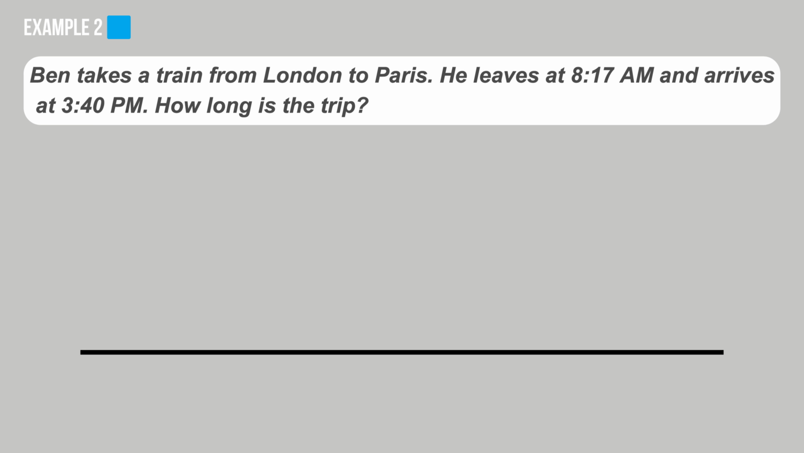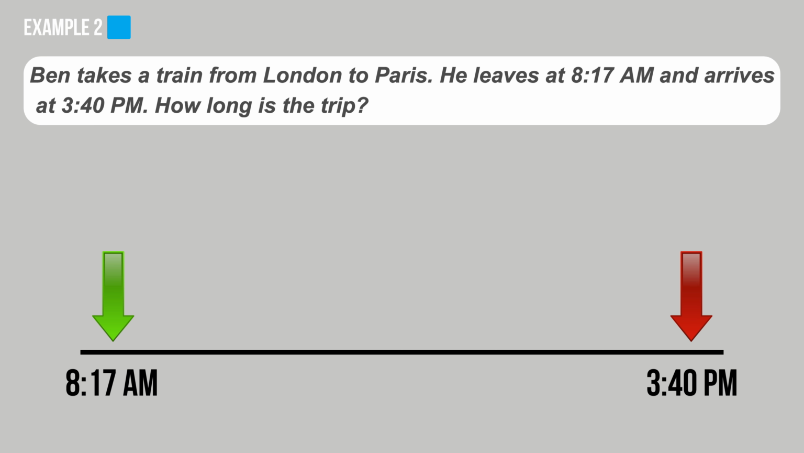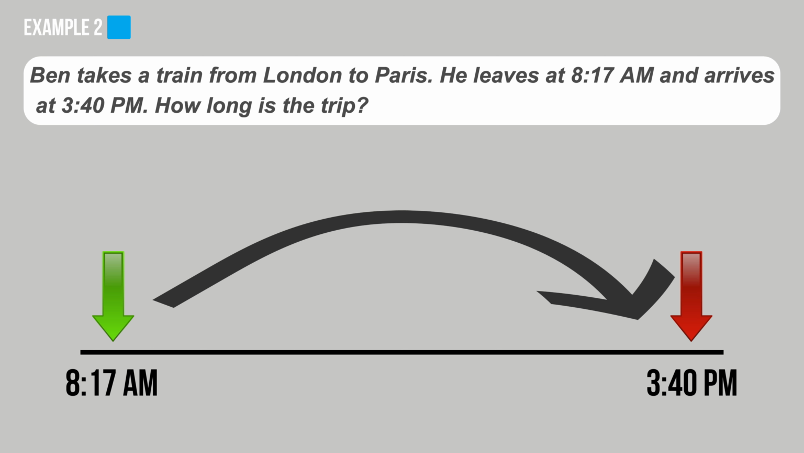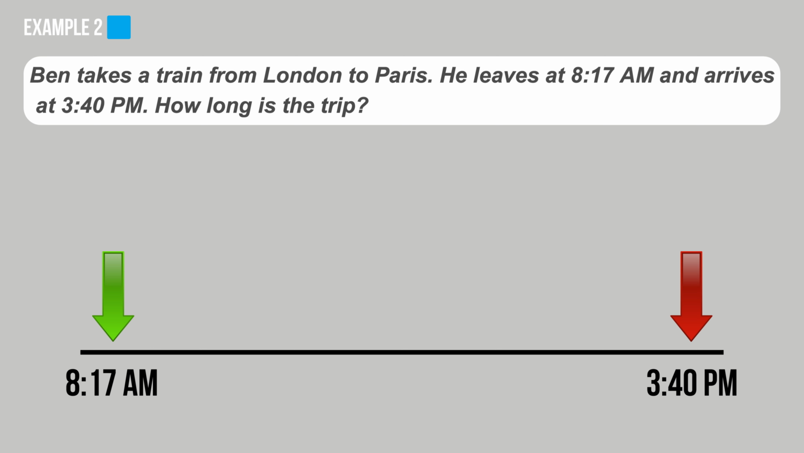Again, we draw our timeline. We can mark the start point and the end point, which in this case would be 8:17 a.m. and 3:40 p.m. Now we want to calculate the elapsed time in between. Let's start with the minutes. We want to go from 17 to 40. So this will be 23 minutes we have to jump. Our new time would be 8:40 a.m.